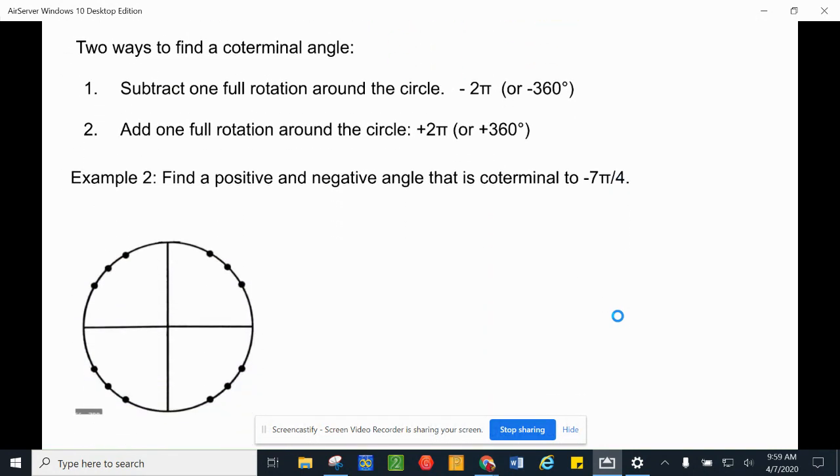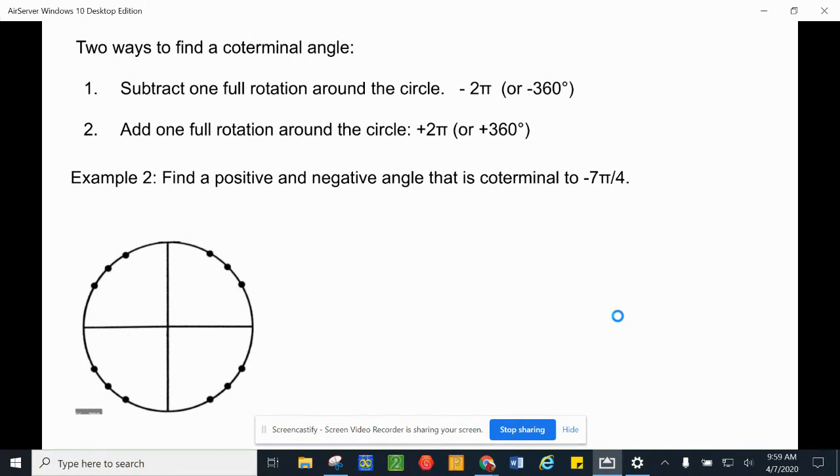So how do you find a coterminal angle? There are two ways. Subtract a full rotation, that'd be minus 2 pi or minus 360. Or you can add a full rotation around the circle, that'd be plus 2 pi or plus 360.